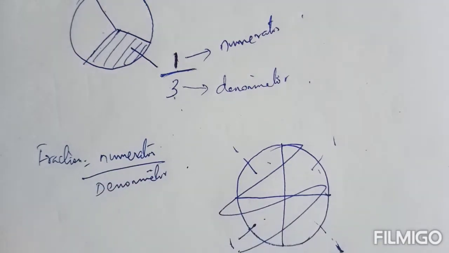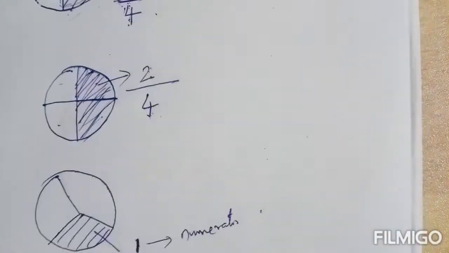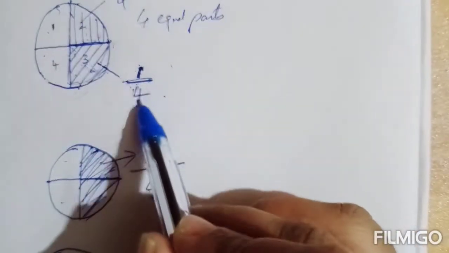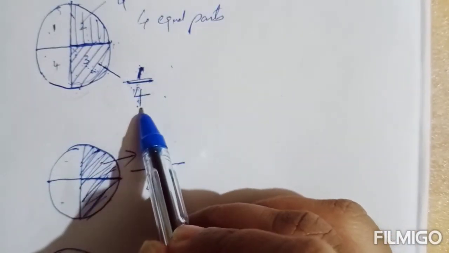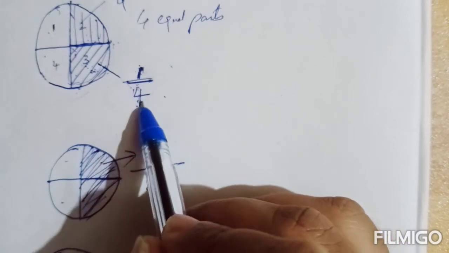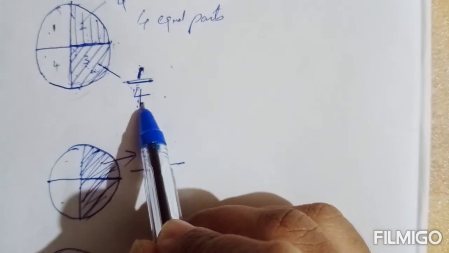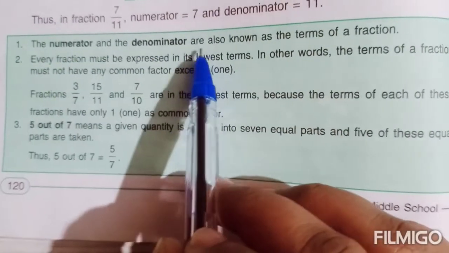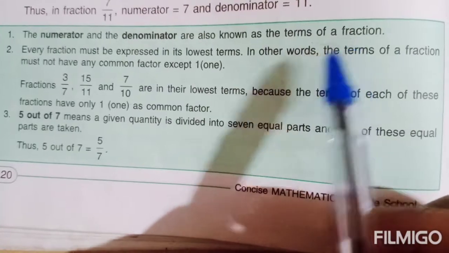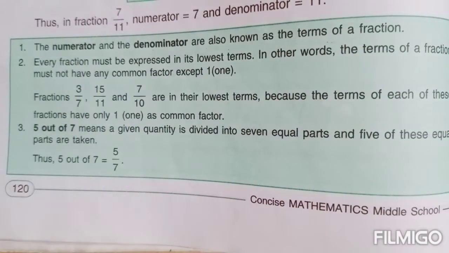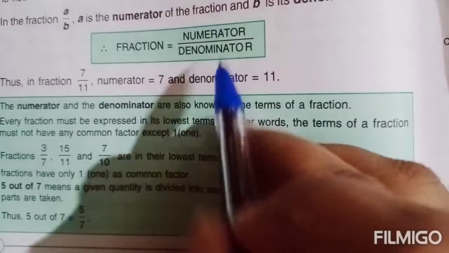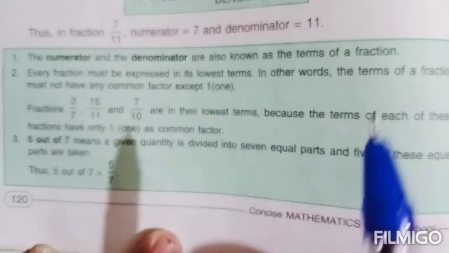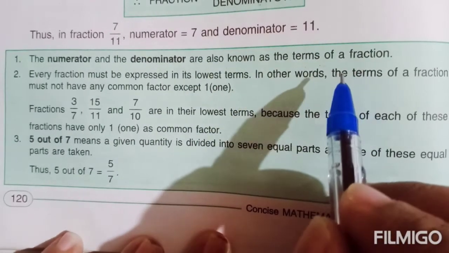Okay, so in the fraction 2 by 4, the numerator is 2 and the denominator is 4. In the fraction 1 by 4, the numerator is 1 and the denominator is 4. Okay, the numerator and the denominator are also known as the terms of a fraction. So we know that fraction equals numerator by denominator. This numerator and denominator are also known as the terms of the fraction.